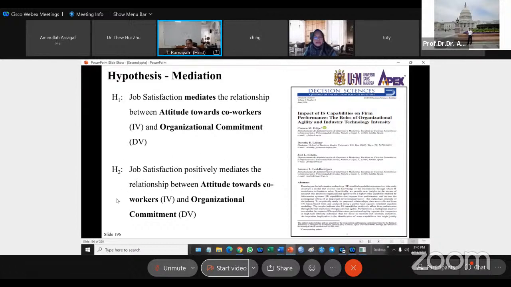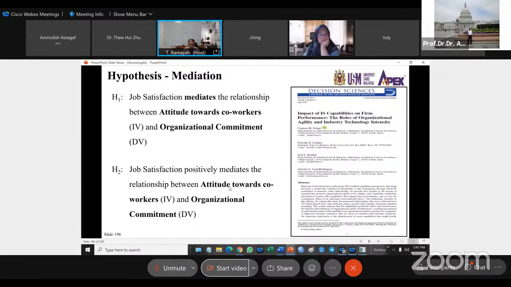So you can refer to this paper written by Roldan and a group of researchers from Spain. This is a paper published in a journal called Decision Scientist. Accepted in 2019, I think it has still not come online in 2021. It's still an article in press. That's how long it takes from acceptance to getting online. So this is how you can write: job satisfaction positively mediates the relationship between attitude towards co-workers and organizational commitment.